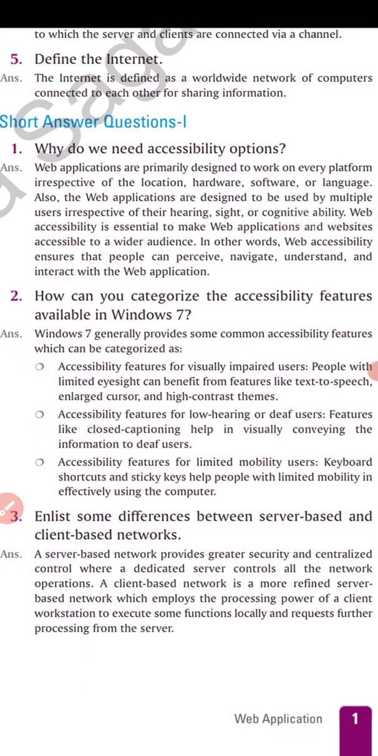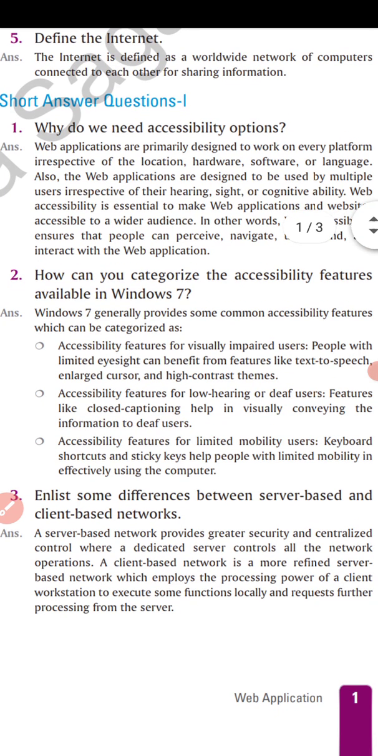So dear students, the second category is accessibility features for users with low hearing. Suppose there are users with low hearing, so features like closed captioning help in visually conveying the information to them. So dear students, this is the second feature available in Windows 7 to categorize accessibility. Now dear students, you should learn very carefully, see all the answers very carefully. All the answers are very good, you can follow them very easily.